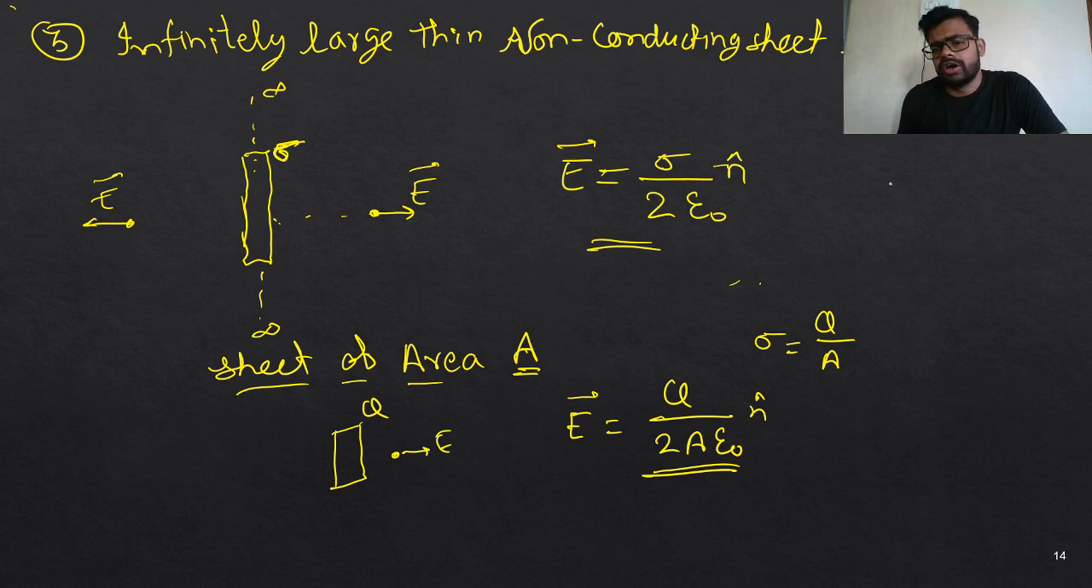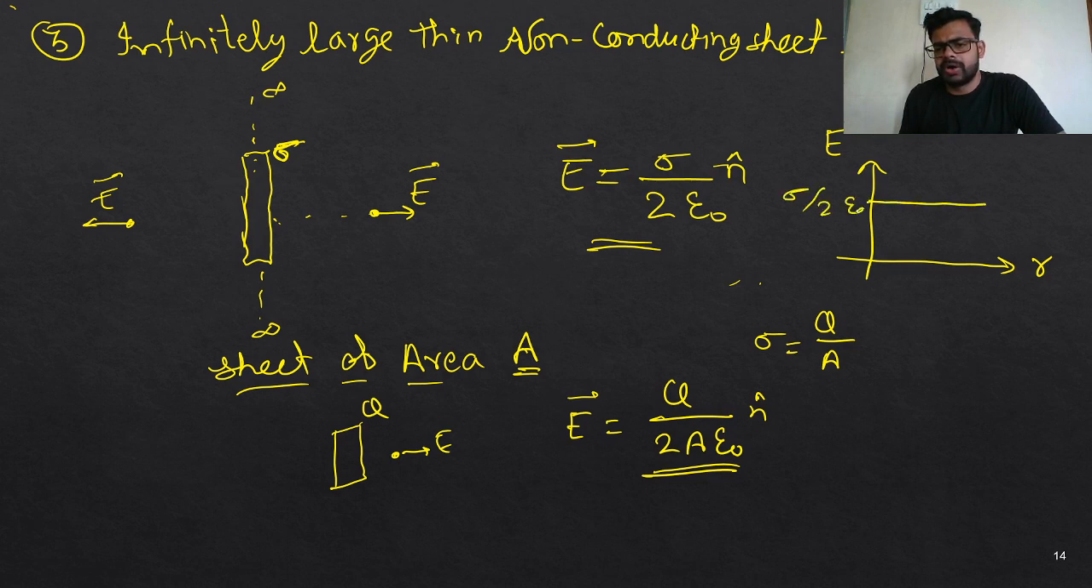Let us draw the curve. I'm saying that this electric field intensity does not vary with distance. This is a constant value, so its value will be like this, constant only: sigma upon 2 epsilon naught. So we get a constant curve. That's all. This is the answer. I think you are getting it very well, right? So this is the third formula I wanted to explain.